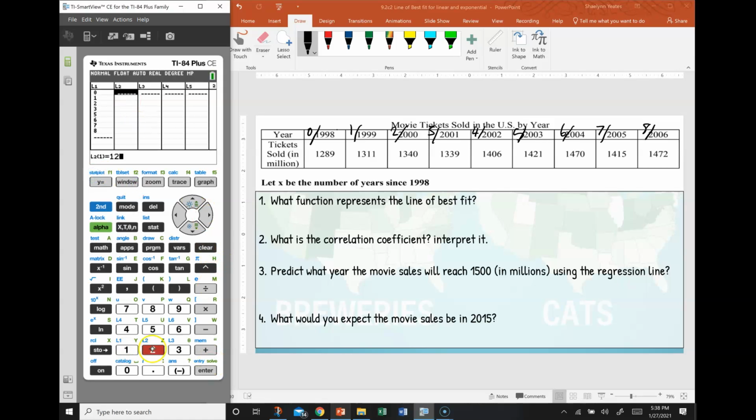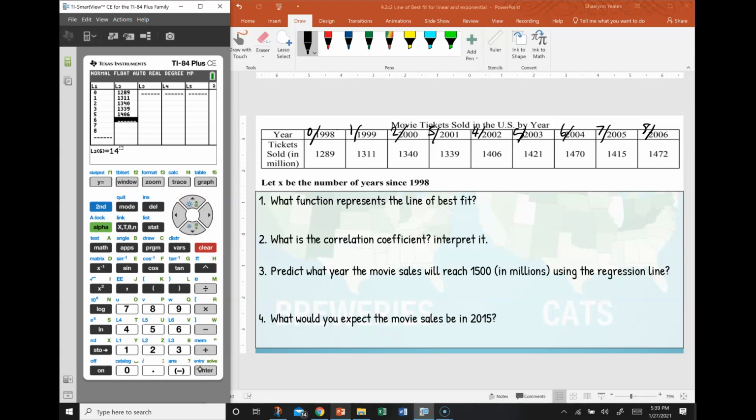And we're going to plug in 1289, 1311, 1340, 1339, 1406. And remember, this is tickets sold in millions. So this is 1,289 million tickets. It's a lot. So then 6 is 1470. Or no. Did I get off? Yep, I did.